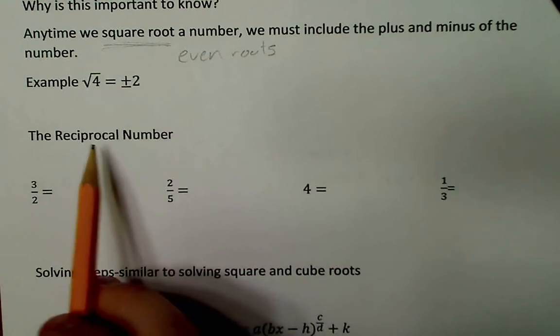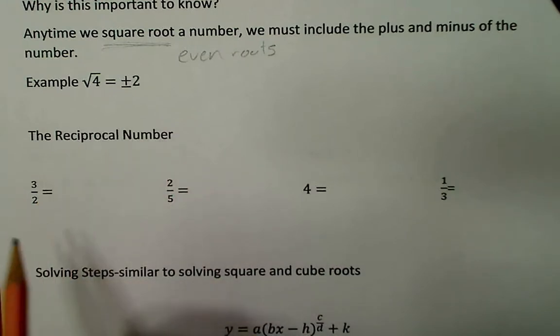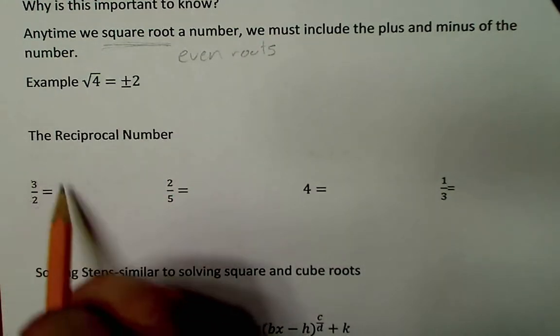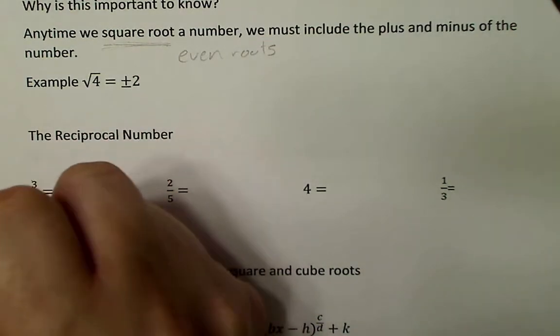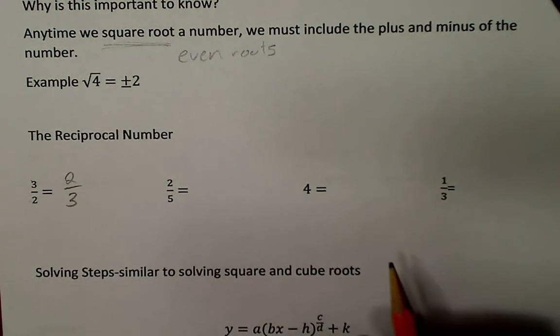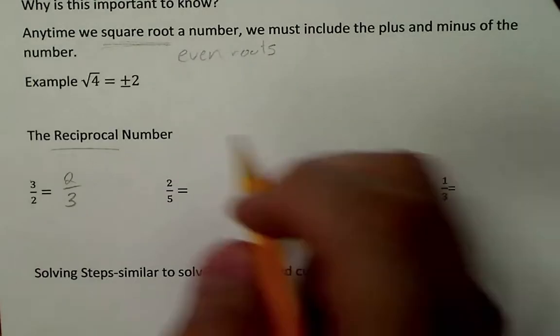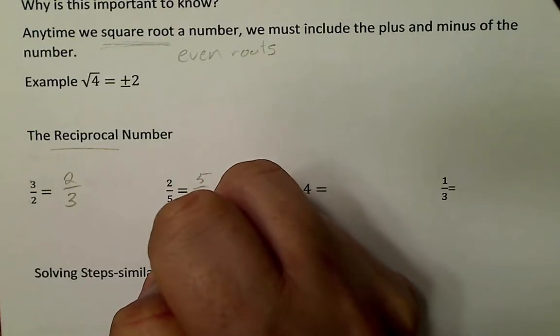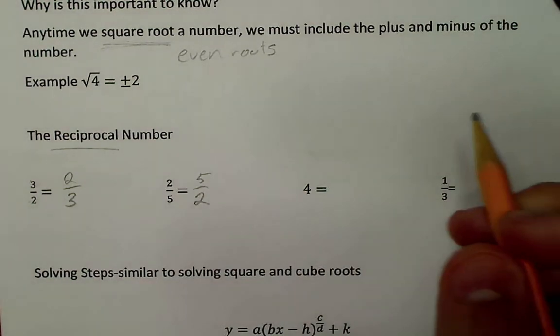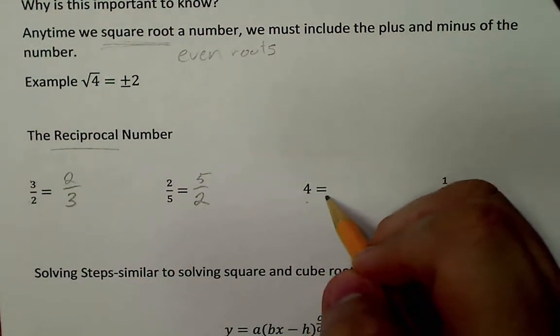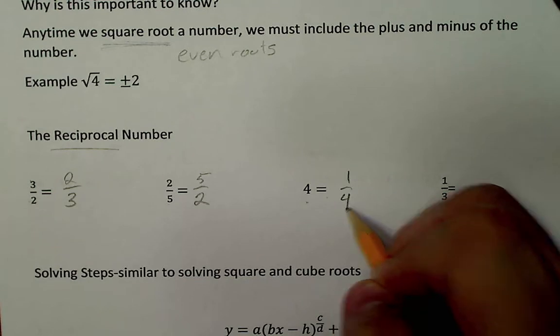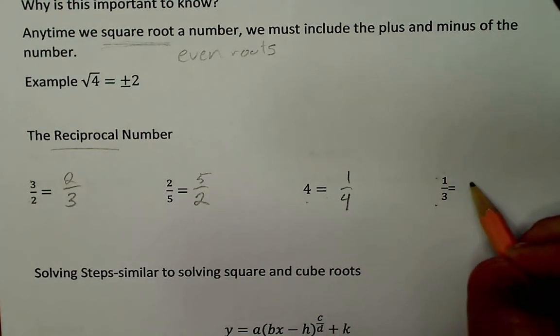Reciprocal values, or reciprocal numbers, essentially means that if I had 3 over 2, the reciprocal of 3 over 2 would be 2 over 3. You're going to hear me use this word a lot, reciprocal numbers. If I had 2 over 5, the reciprocal would be 5 over 2. If I had 4, the reciprocal of 4 is 1 over 4. If I had 1/3, the reciprocal of 1/3 is 3.